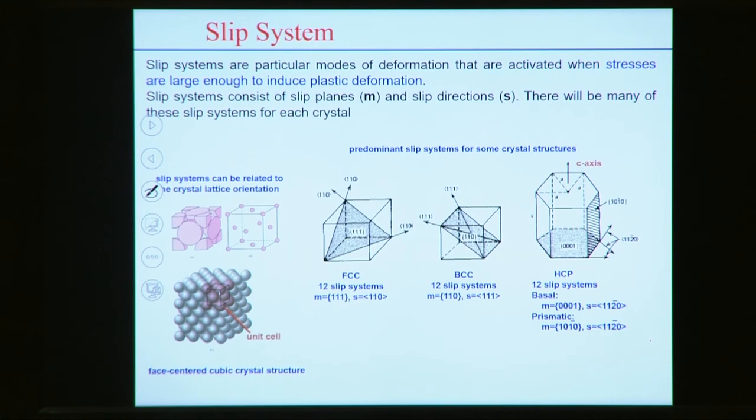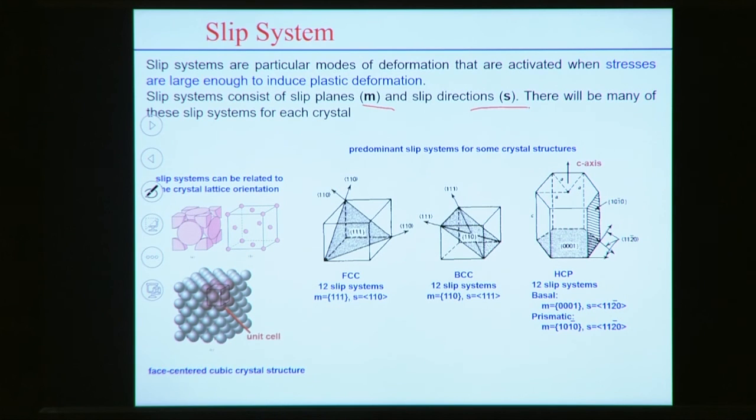Similarly, we can investigate the slip systems for all other crystal structures. A slip system is a particular mode of deformation that is activated when stresses are large enough to induce plastic deformation. Slip will happen on a specified plane in specified directions, but only when the applied stress exceeds some critical stress value, which induces plastic deformation on that plane. In that sense, we can define the slip system with respect to the slip plane M and slip direction S. There are many such slip systems for each crystal.